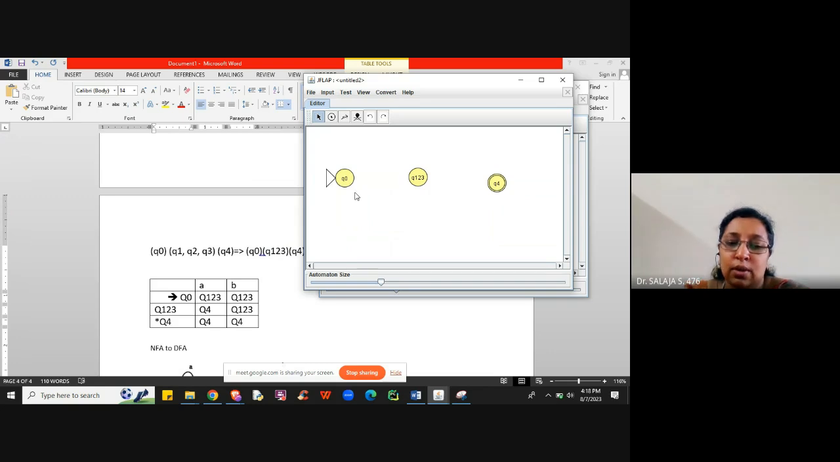From Q0, on A and B, it moves to Q1, 2, 3. Q1, 2, 3 on A moves to Q4. Q1, 2, 3 on B moves to itself. Okay, and Q4 on A and B moves to itself. And so this becomes the minimized DFA.